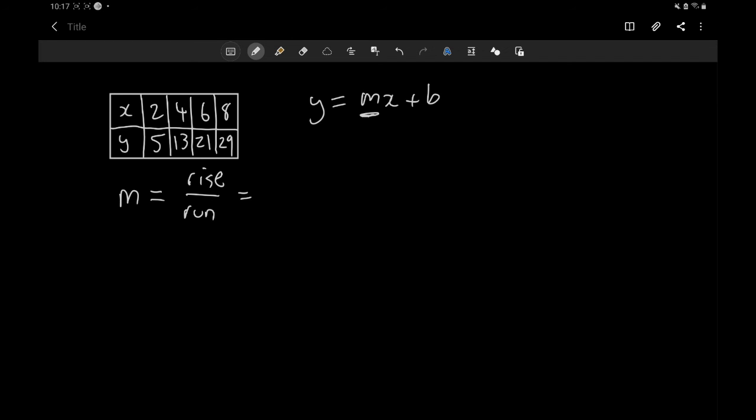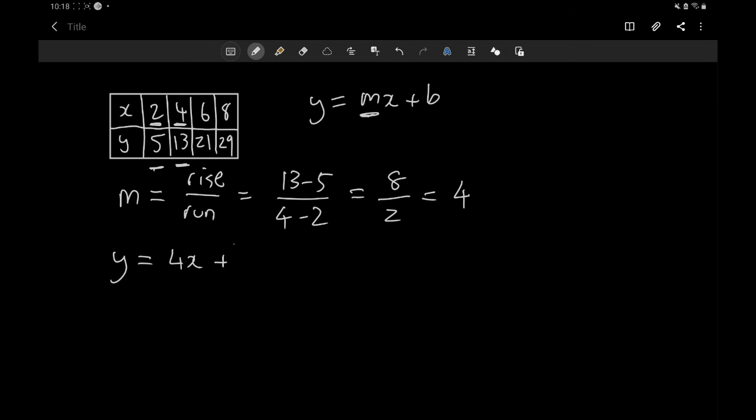So we know that rise, we can pick any of these numbers, be 13 minus 5 over the run. And here, as you can see, the run has increased by 2. So it'll be 4 minus 2. So 13 minus 5 is equal to 8. And 4 minus 2 is 2. And 8 over 2 is 4. So we know our value for m is 4. So let's write that in. Y is equal to 4x plus b.